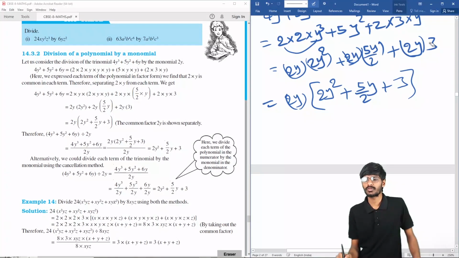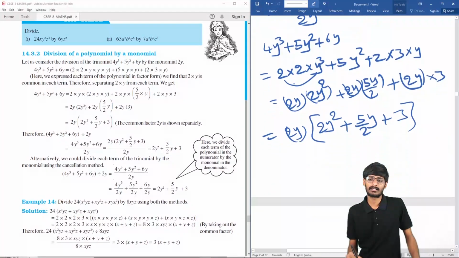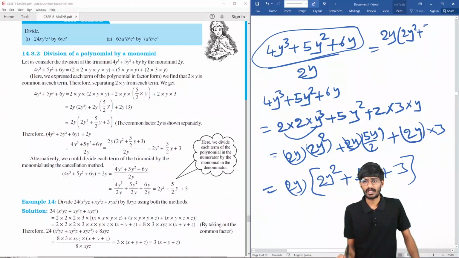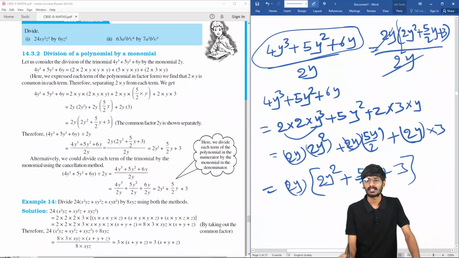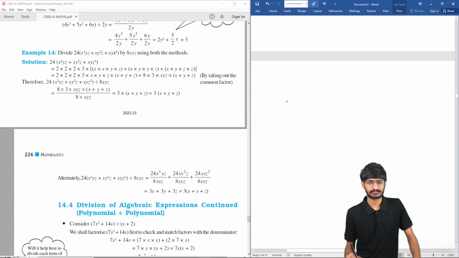It looks like cube, students, but it is not cube, it is the 3. So this is the term we have written like this. In the place of 4y cube plus 5y square plus 6y, you have to write 2y into 2y square plus 5 by 2 y plus 3. In the divider there is 2y, you have to divide with it, so 2y gets cancelled as the common factor. The remaining answer is this. So that is the way of performing the examples.